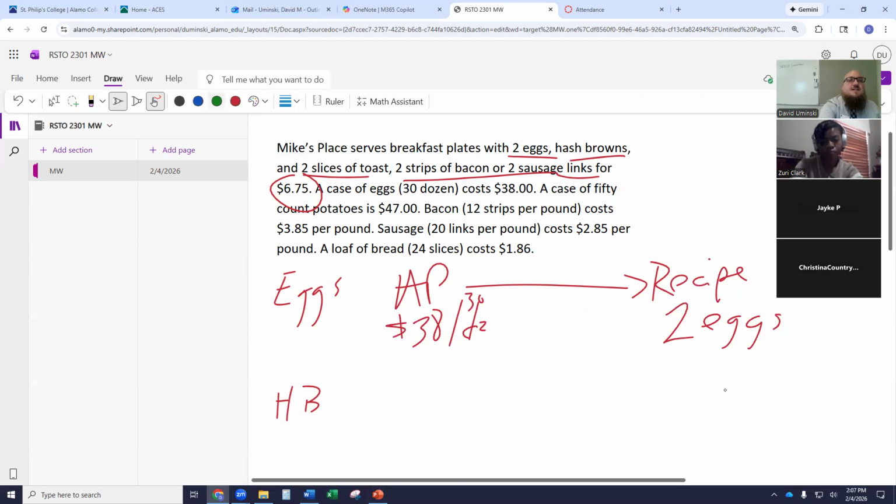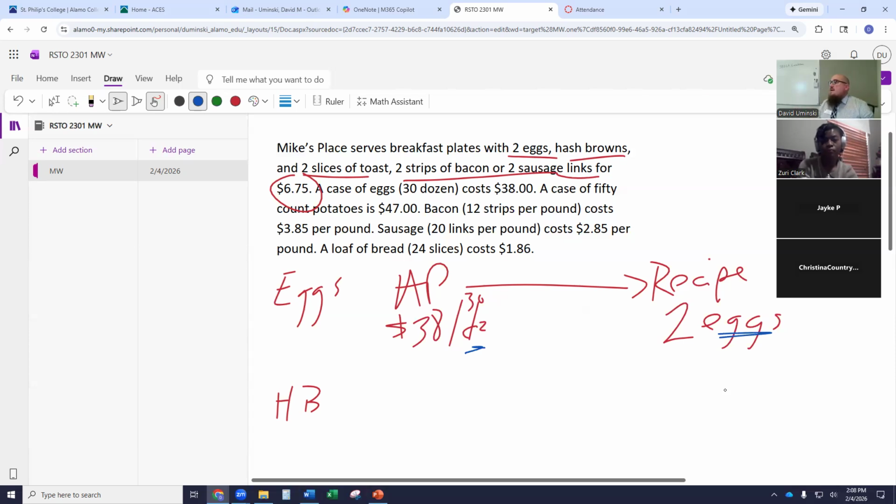Now looking at this, do my units match on both sides? No, they do not. We have eggs on one side. We have as purchased on the other. We have dozen on the as purchased side. So now we have to do some kind of conversion. How do we get down to the cost of 1 egg? Divide a dozen by 12. Okay, so we know that there's 12 eggs in a dozen.